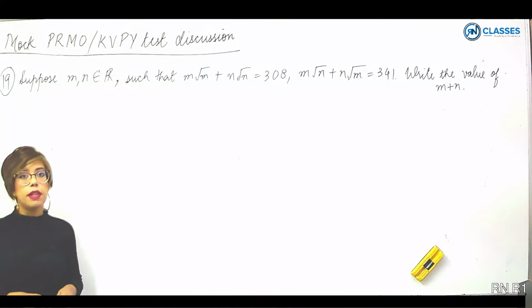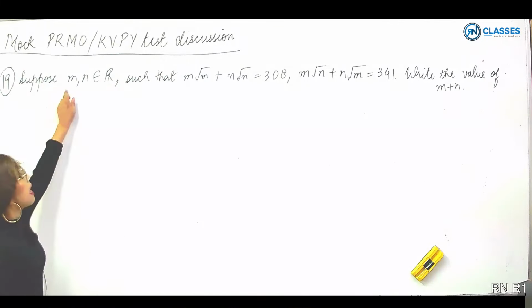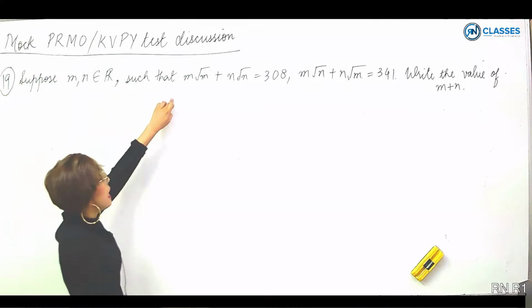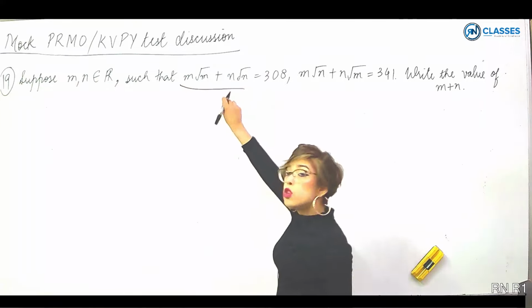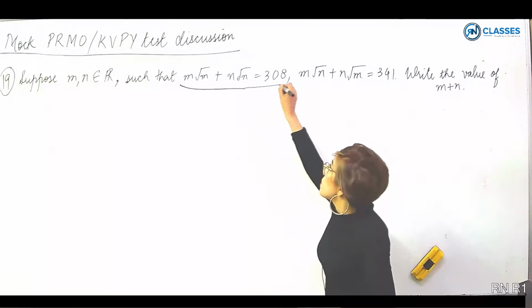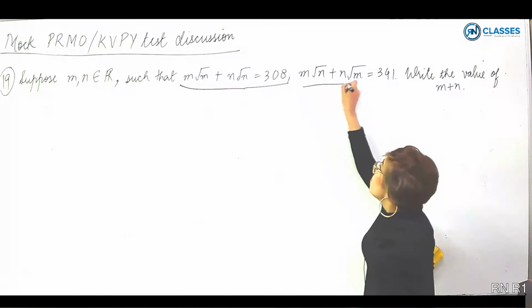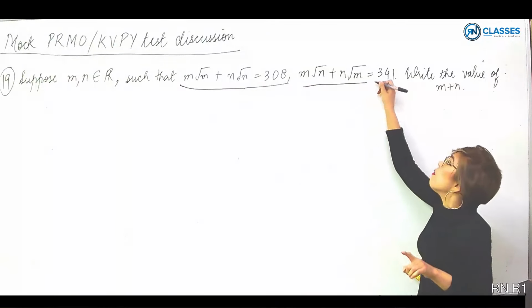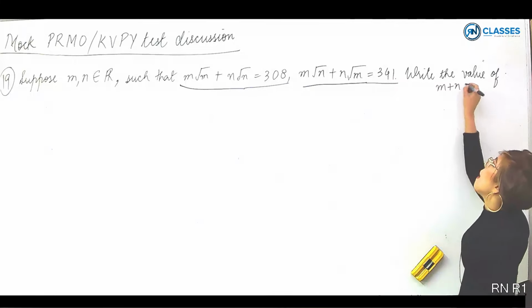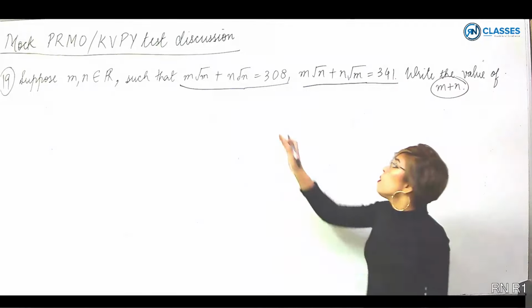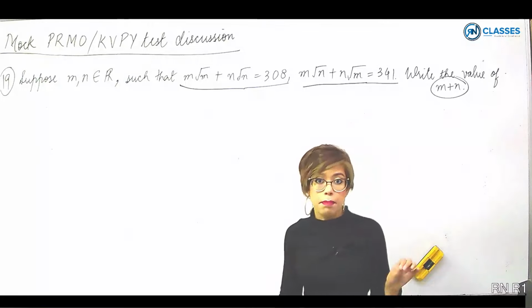Alright, let's move on to the next question. Now he says, suppose m and n are real numbers such that m root n plus n root n is equal to 308 and m root n plus n root m is 340. Write the value of m plus n. Using these two equations, I need to talk about m plus n.